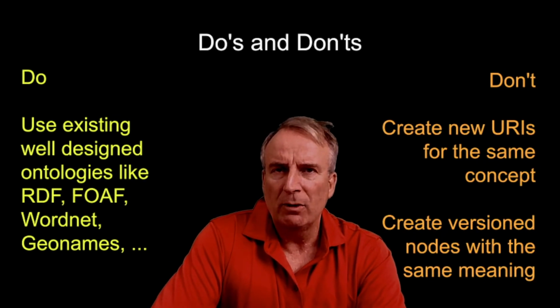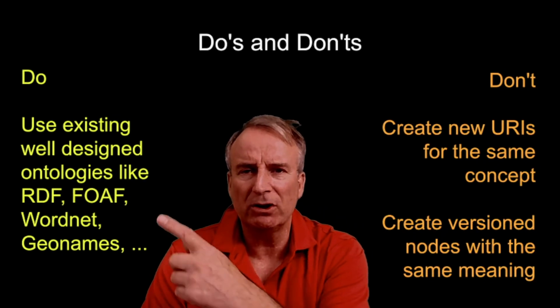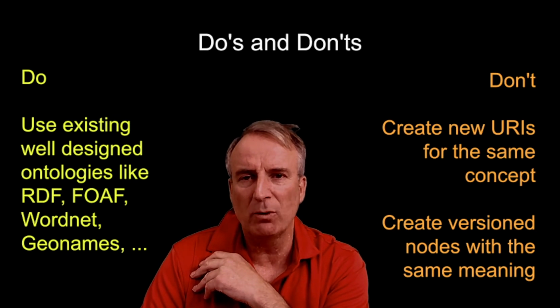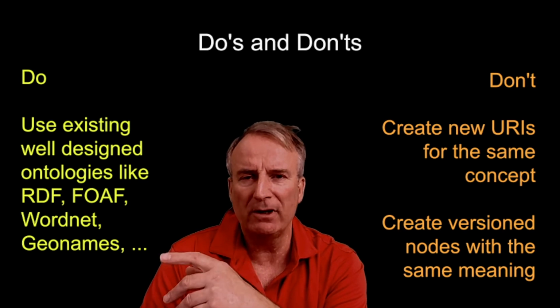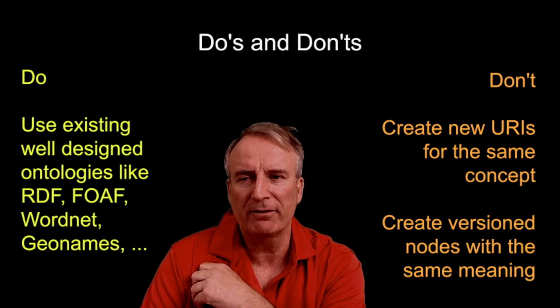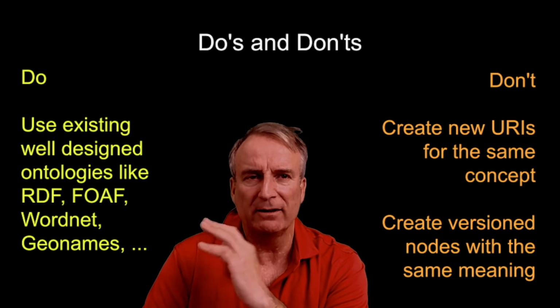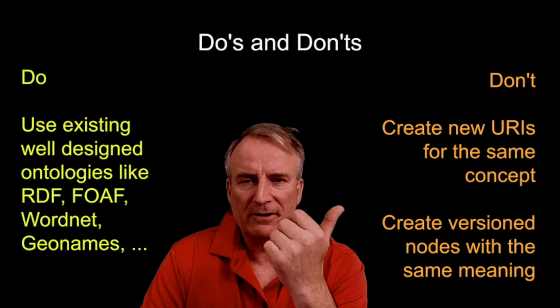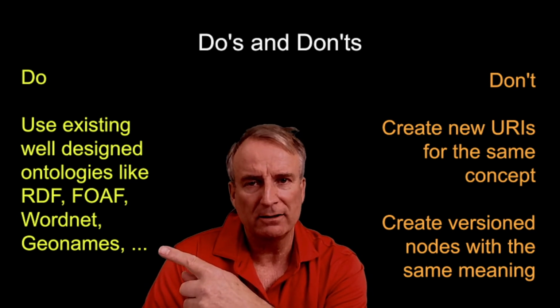So when you're building your ontology, you should go out and look at all the existing ontologies. Don't reinvent the wheel. We don't need another ontology for units of measure. We don't need another ontology for geographic names. They're out there. Go use them. Don't create new URIs for the same concept. If there's one over here, use it.